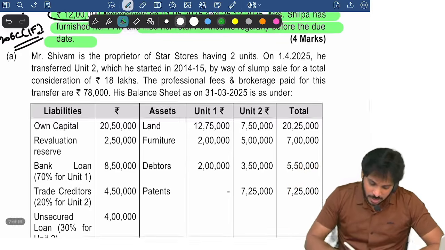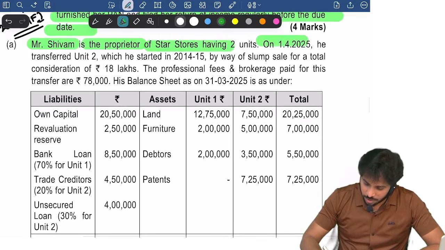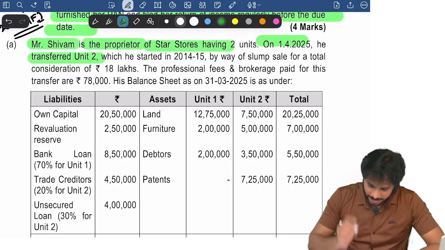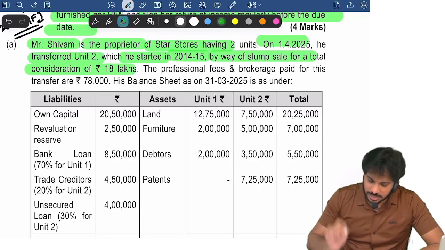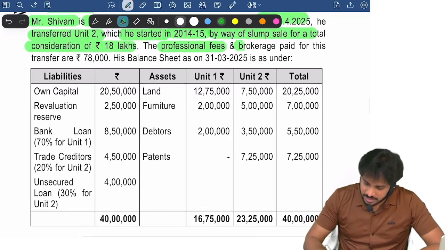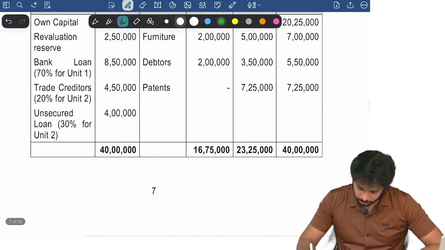Fine, look at this. Mr. Shivam is proprietor of Star Stores, having 2 units. On 1st April, he transferred unit 2, which he started in 2014-15, by way of slump sale for a total consideration of 18 lakhs. The professional fee and brokerage paid for transfer are 78,000. His balance sheet is as below.